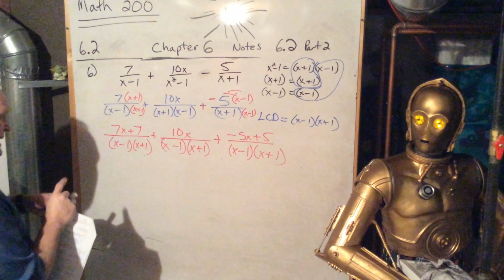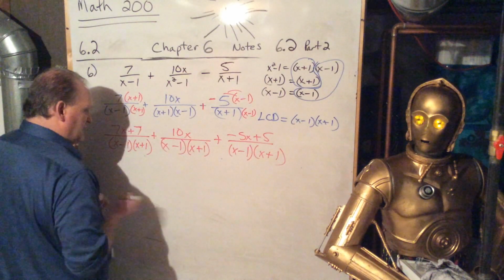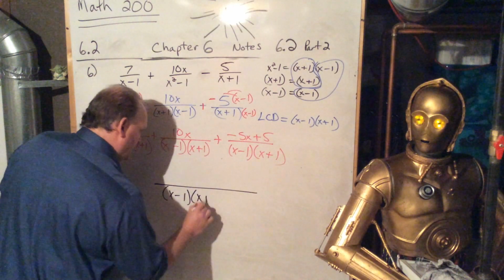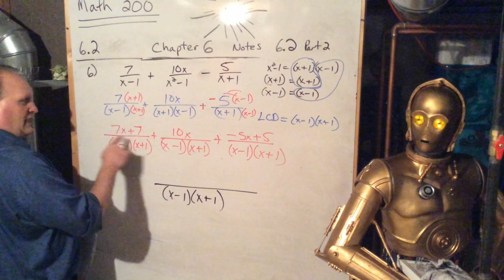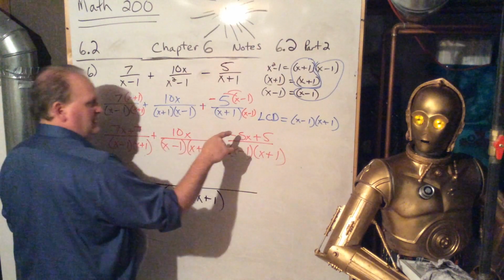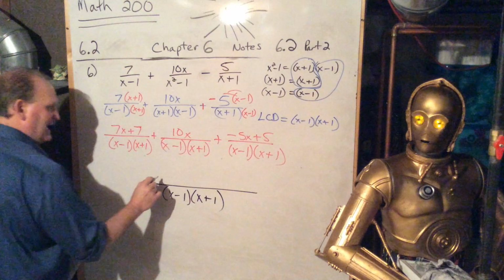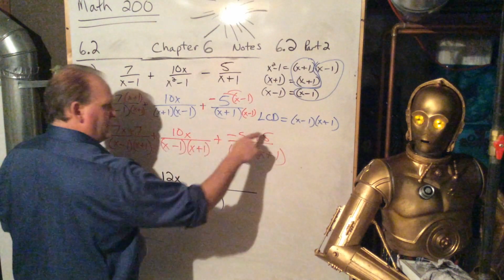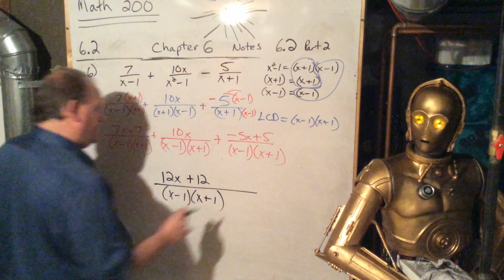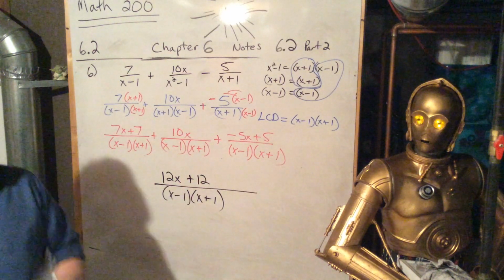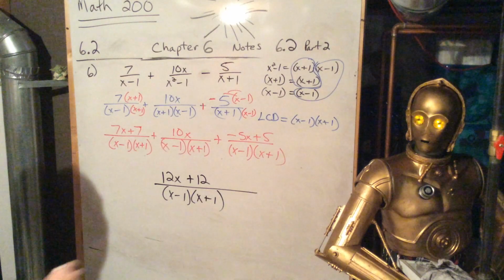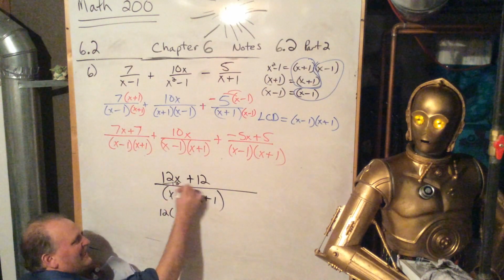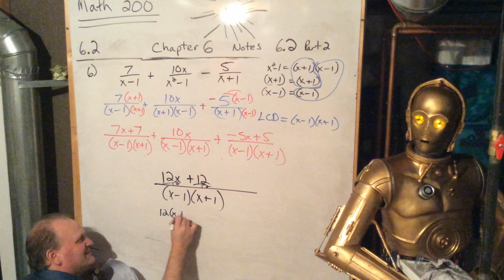And now we just combine the numerators. We have a common denominator now, x minus 1, x plus 1. And so the numerator, 7x plus 10x is 17x minus 5x is 12x. And plus 7 and plus 5 is plus 12. Oh no! We can factor the top. Let's factor out a 12. And if I divide that both by 12, we get x plus 1.